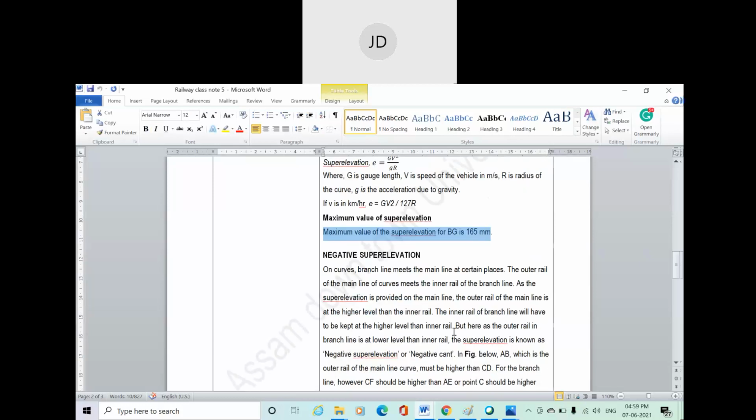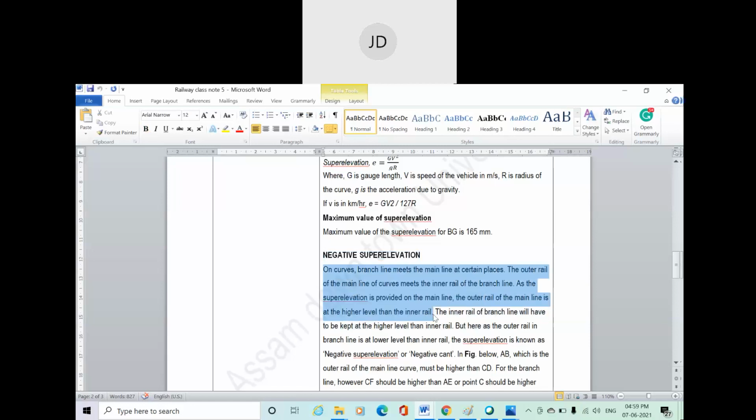Now, let's discuss negative superelevation. We have discussed until now what superelevation is. You already know that when the outer rail is raised by some amount with respect to the inner rail, that is called superelevation. But there is a term, negative superelevation, which is only applicable in railway engineering, not in highway engineering. This is a parameter which is applicable in railway engineering.